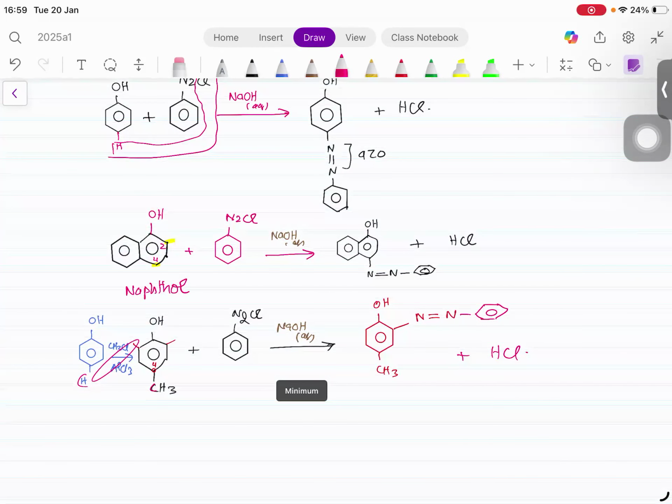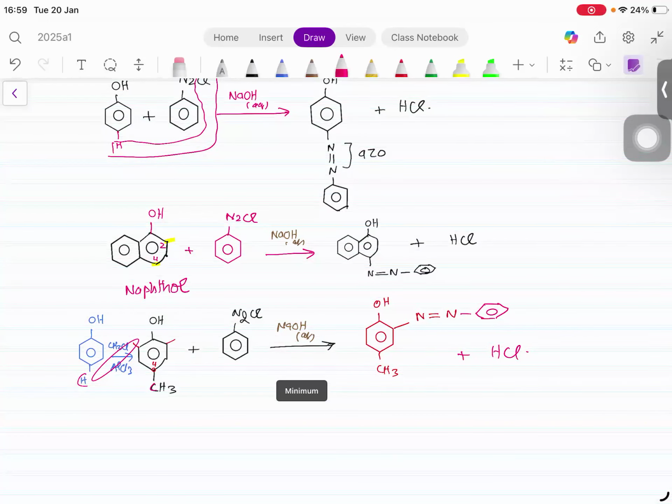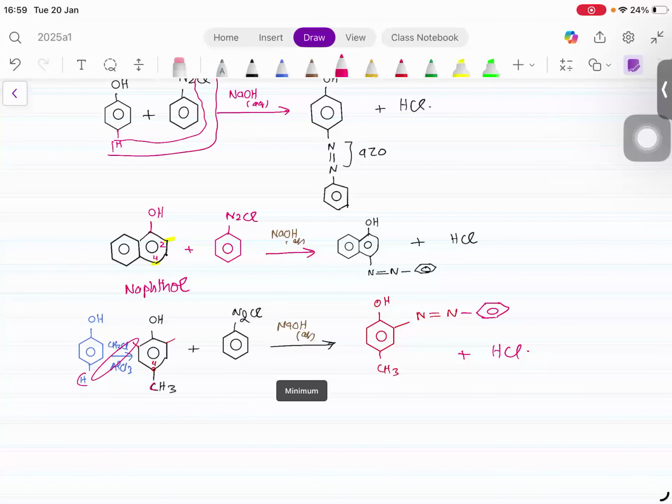These are all the azo dyes which are formed. They contain another new functional group known as the azo functional group. Okay? They are colored compounds. That's why we call them dyes.